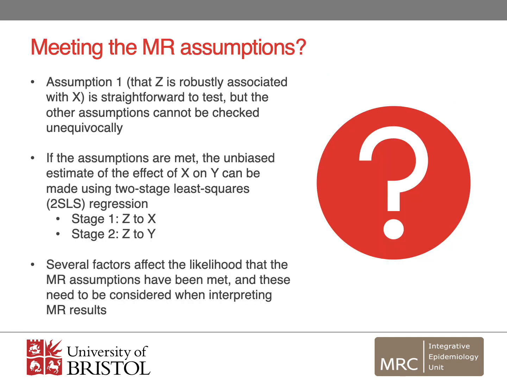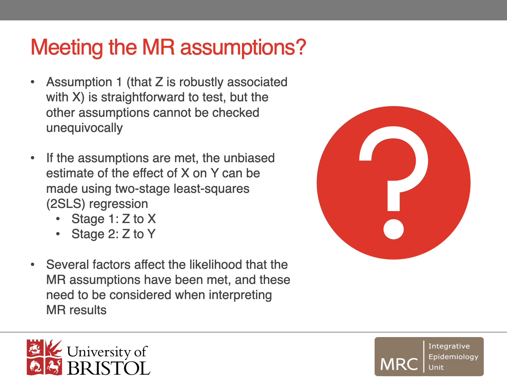So how likely is it that we'll meet all of these assumptions? Assumption 1, which is that the genetic instrument is robustly associated with the exposure, can be tested through regression analysis and observing the F statistic or the R squared. But the other assumptions can't be checked unequivocally. For example, we can conduct post hoc tests to explore whether the genetic variant is associated with any measured confounders, but residual confounding and unknown confounding is still possible.